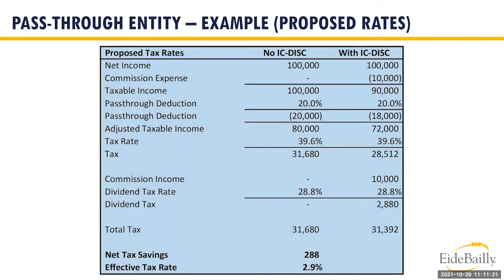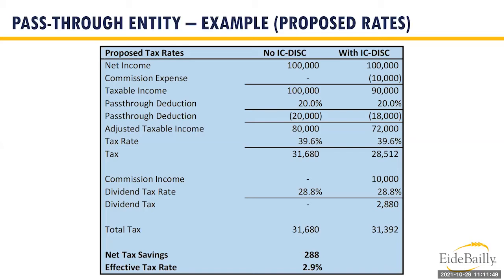There's been some talk of potential rate changes coming. This seems to be a very fluid situation by the day and by the hour. So it's really kind of up in the air as to what would happen. But some of the proposals that have been thrown out was that the individual rate would increase to 39.6%, and the dividend rate would increase by 5% to 28.8% with the net investment income tax.